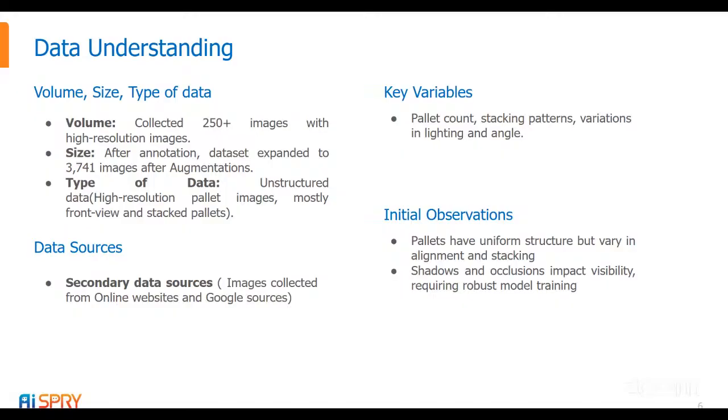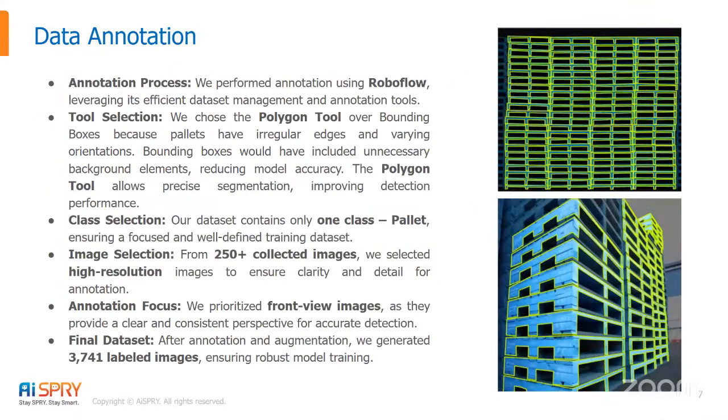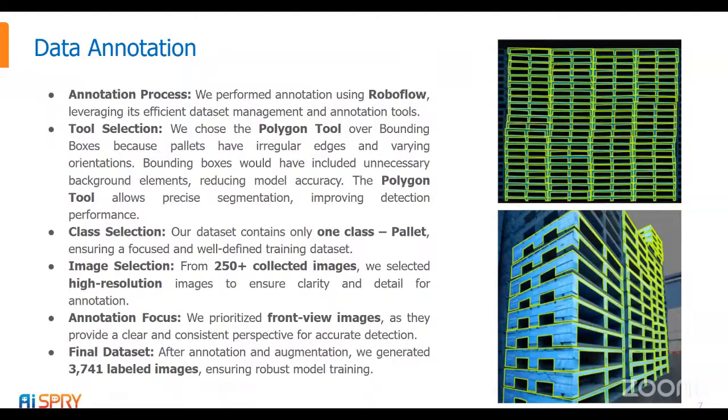Okay. So the next part is data annotation. After collecting the data, we pushed it into Roboflow for annotation and augmentation. We performed annotation using Roboflow, as I already mentioned. For annotation, we chose the polygon tool over bounding boxes because pallets have some irregular edges and varying orientations.